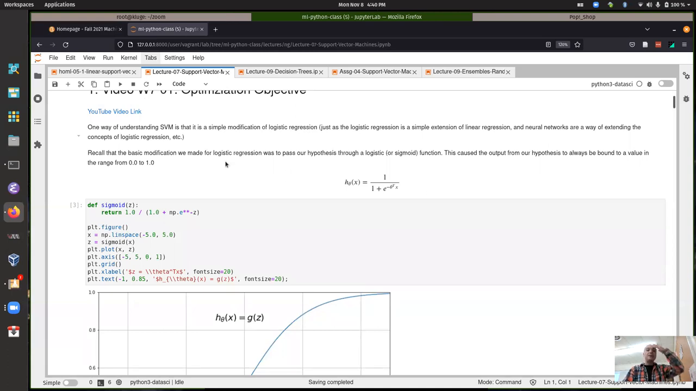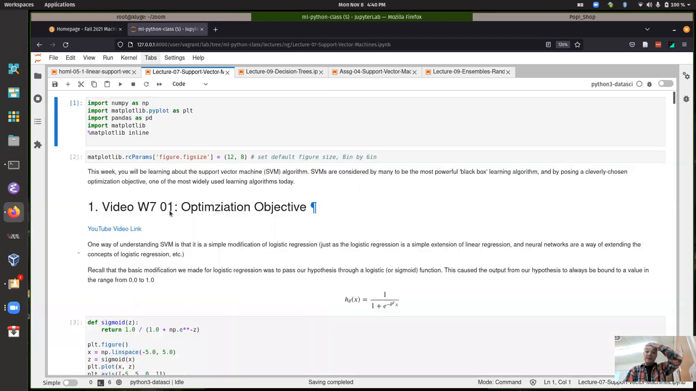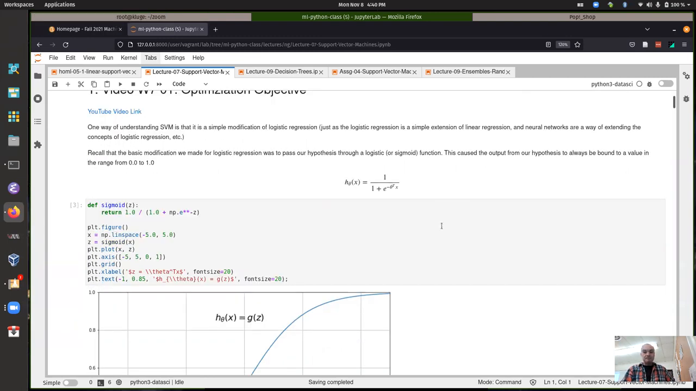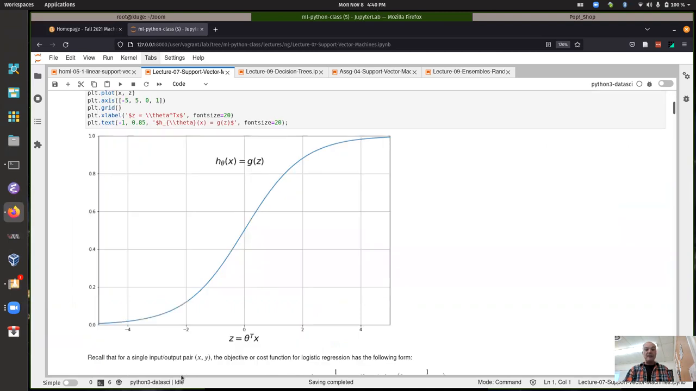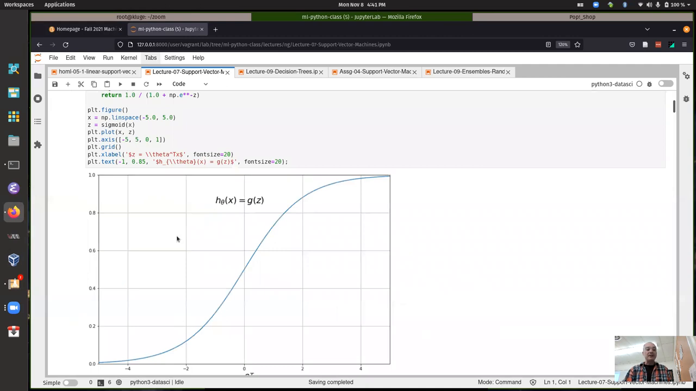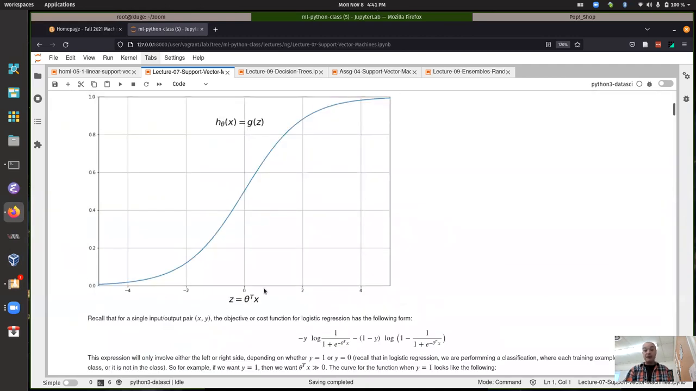So the basic modification that we made for logistic regression, and again, this is all coming from Dr. Ng's videos, mostly, here. The basic modification we made for logistic regression, we changed our activation function, right? So we squashed it through this thing called the sigmoid. If you remember, that basically takes any value from negative infinity to infinity, and the result is going to be a value between 0 and 1, right? Which makes it perfect for an activation function as an output if you're trying to do a classification, right?